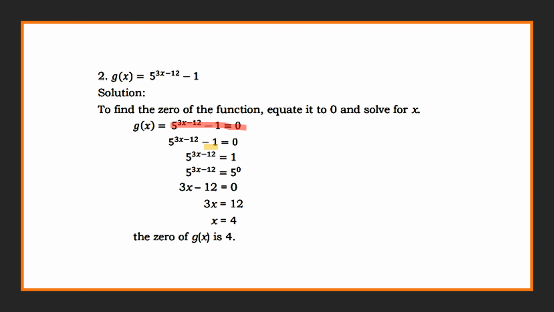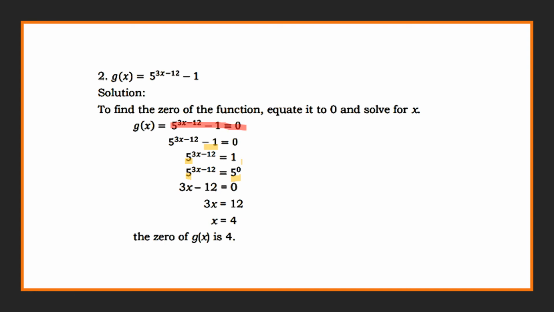Transpose negative 1, it will become positive 1. So, 5 raised to 3x minus 12 equals 1. So, gagawin natin same base. Ang 1 is the same as 5 raised to 0. Diba? 5 raised to 0, any number raised to 0 is 1. Since 5 ang base dito, syempre, gamitin natin same base dapat sila.